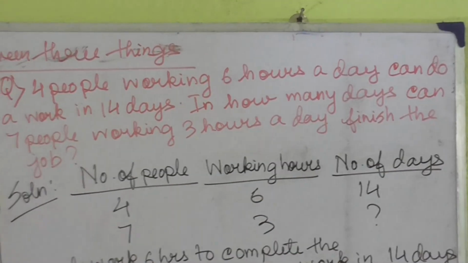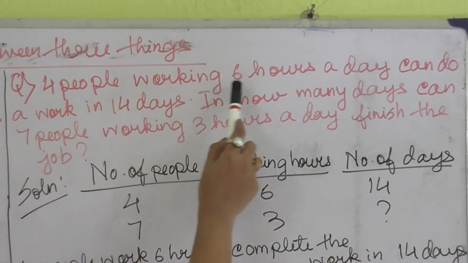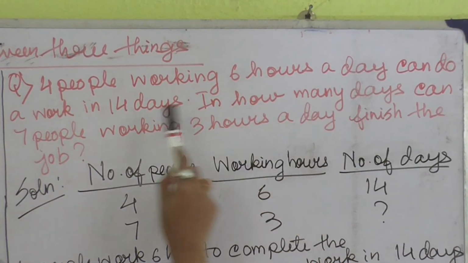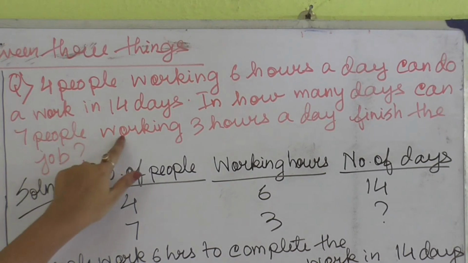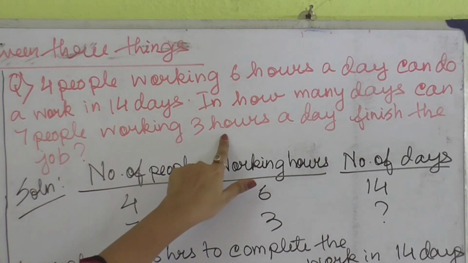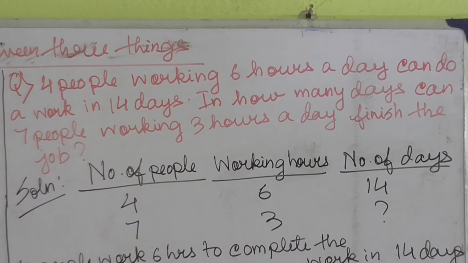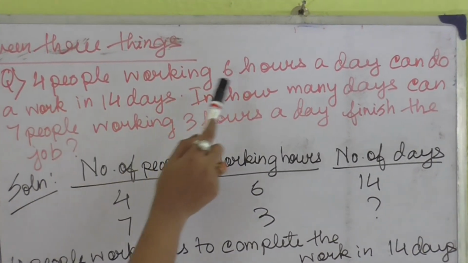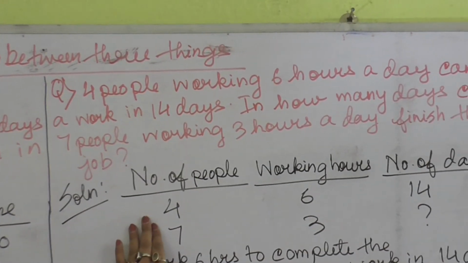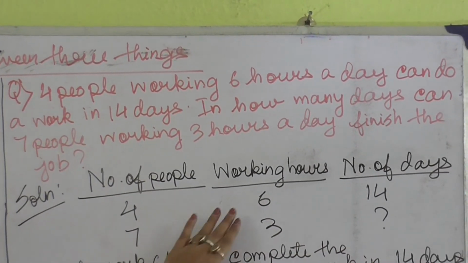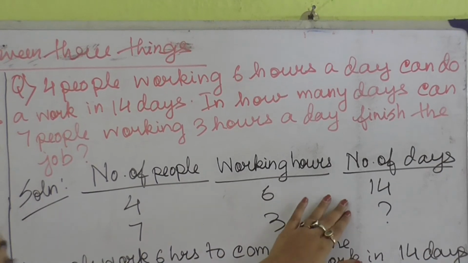Now we will shift on to the next problem. Here one problem is given that 4 people working 6 hours a day can do a work in 14 days. In how many days can 7 people working 3 hours a day finish the job? So here you can see that number of people, working hours and number of days are given. So I have divided into 3 categories, that is number of people, their working hours and number of days.